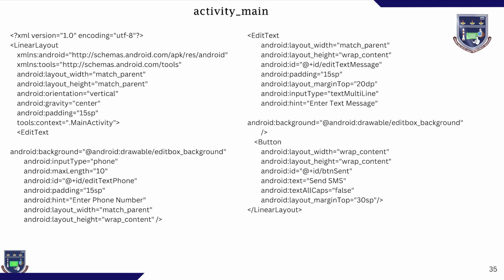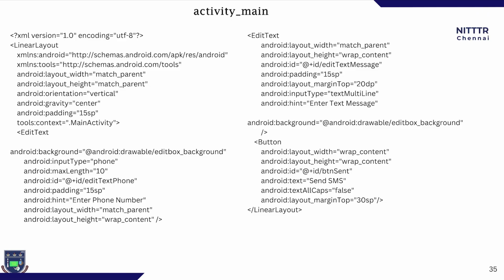Then the hint equals enter phone number. This provides guidance text inside the box until the user starts typing. And we have the id editTextPhone, which uniquely identifies this element so we can access it later in our Kotlin or Java code. Here we are using Kotlin code only. Then moving on to the second component, which is another EditText where the user can type the text message.